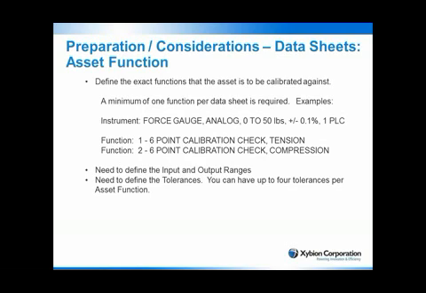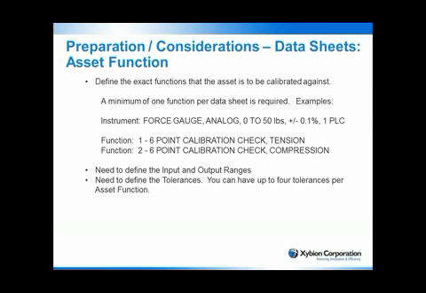The next area around preparation and consideration, things to take into account. Once you get into the data sheets, once you've got the description entered and what you really want to start building your data sheet for, the next requirement would be around your asset function. And for those of you who are metrologists and involved in calibration, you should know specifically how to categorize these and what the asset functions would be. For the data sheet, a minimum of one asset function is required.